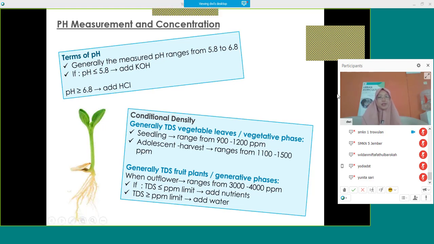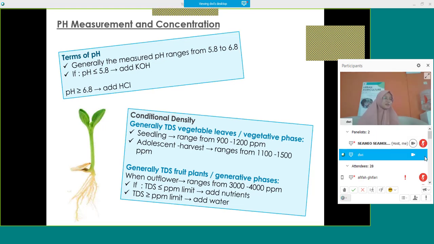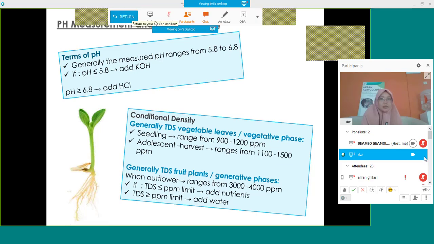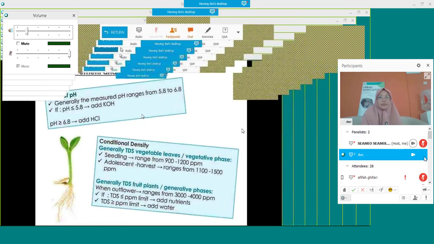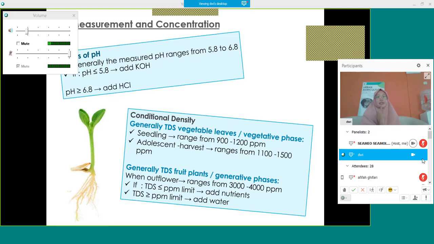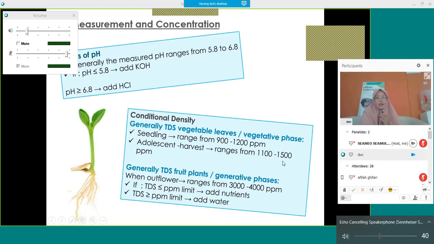We have to separate the vegetative phase and the generative phase based on the vegetable or the plant that we are planting using the hydroponic system. For the seedling process, the range of the total dissolved solution is from 900 until 1200 ppm, and for the adolescent stage until harvest time, the range of total dissolved solution is from 1100 until 1500 ppm. And for the generative phase, this means for the fruit plant, when it flowers, the range of the total dissolved solution is from 3000 until 4000 ppm, parts per million.